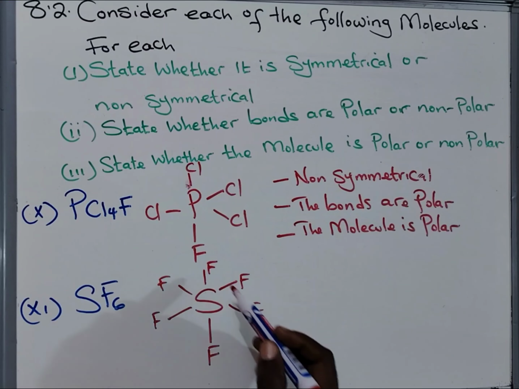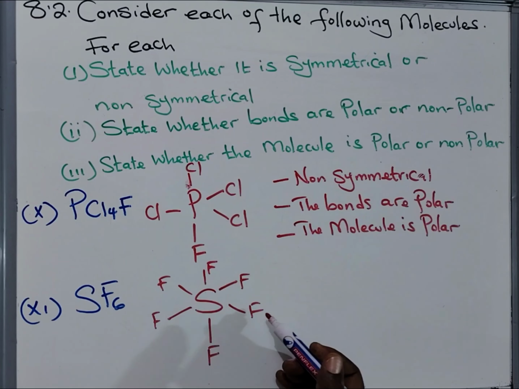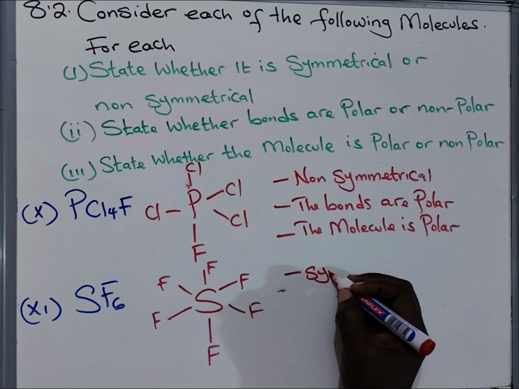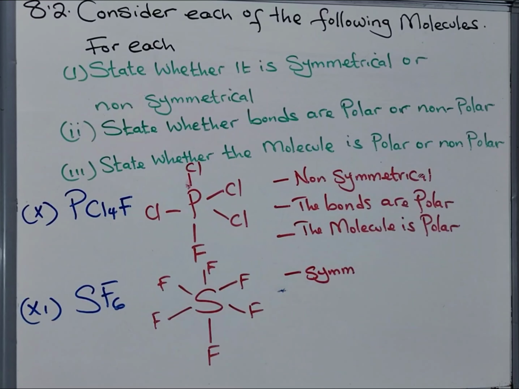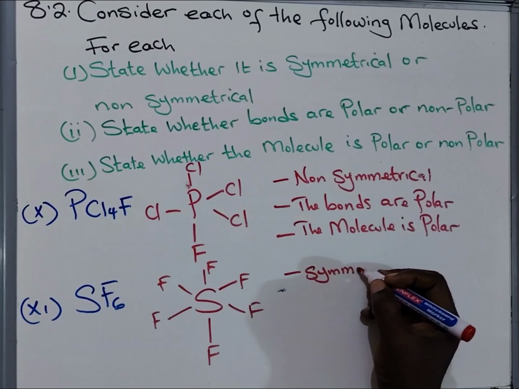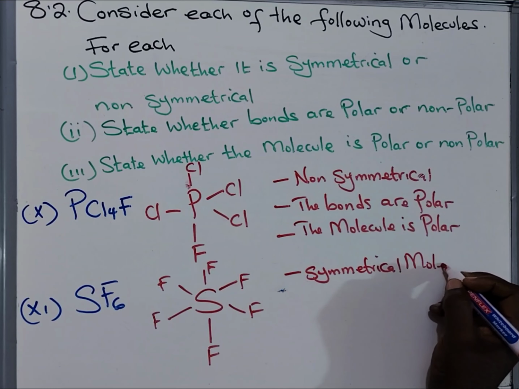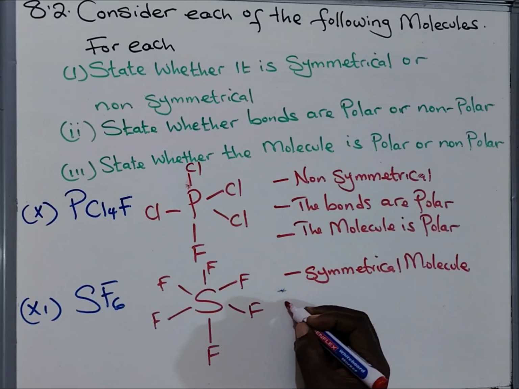So what will happen is that these 4 link up to form some kind of a square, and each one of the 4 in the center links up with the one up and with the one below. The geometry you obtain out of that is octahedral, and octahedral is symmetrical. So what are you going to say? The molecule is symmetrical. So it's a symmetrical molecule.